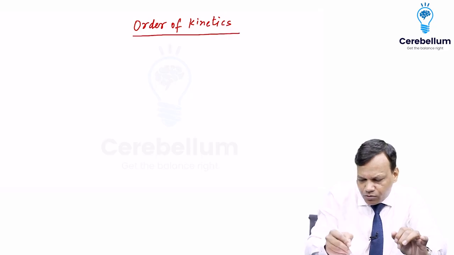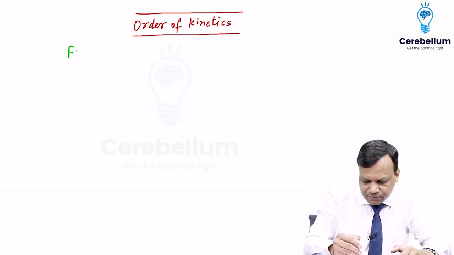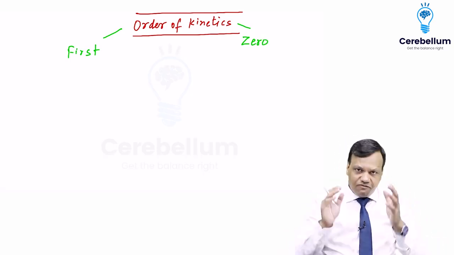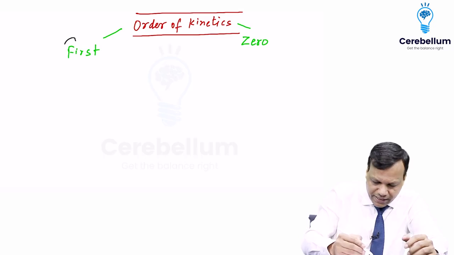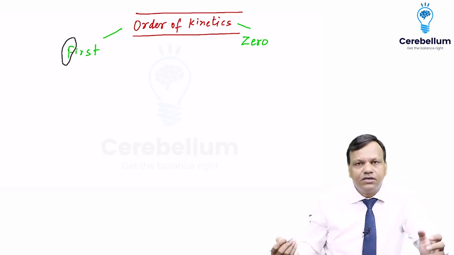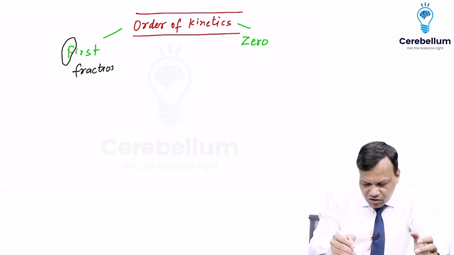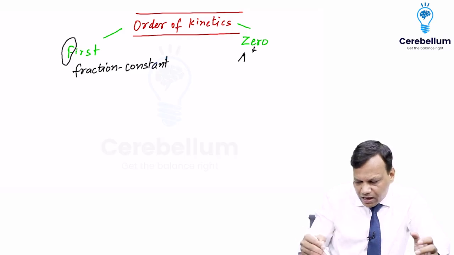Drugs follow two types of kinetics. They may follow first order kinetics, and they may follow zero order kinetics. You can remember everything about them from the first letter of first order kinetics, that is F. The meaning is, in first order kinetics, fraction is constant. F means fraction is constant, whereas in zero order kinetics, amount is constant.